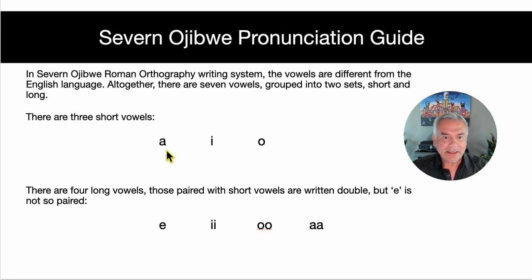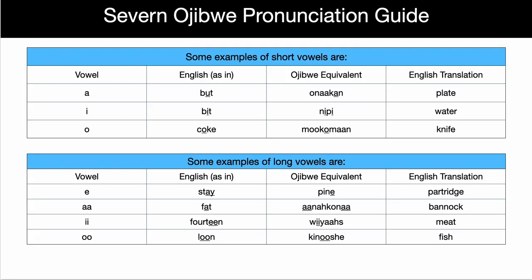So the pairing of the vowels is just including an extra one from the short one. For example, A, double A, I, double I, O, double O. And then this one is special, E. It is considered long already, so that's why it's not paired with another letter E. Okay, so let's look at some of the examples in the sounds.